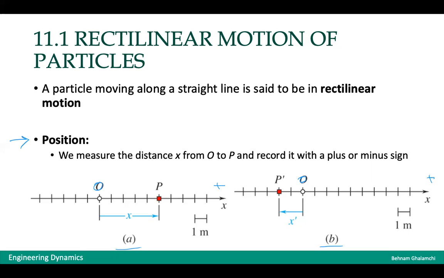For example, in case A, the particle is located on the right hand side of the origin in the positive direction, so the position value x is positive. In case B, this is in the negative direction of the positive axis, so the position of P prime is a negative value.